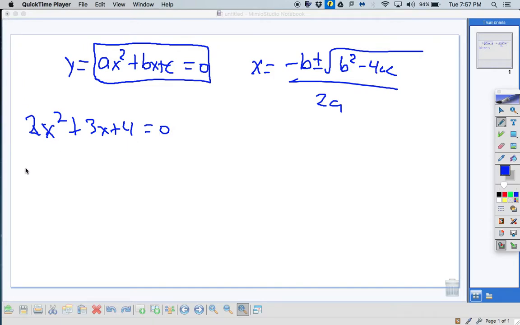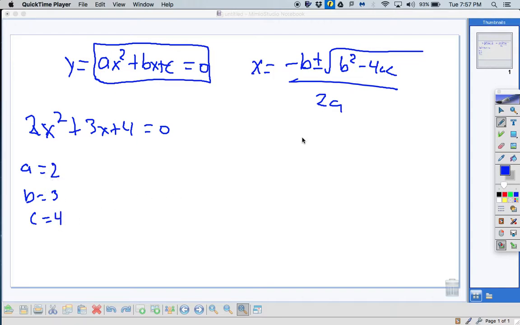But the first thing is you have to identify a, b, and c. A is the first number. As you can see, it's the one before the x squared term, so your very first number here is a. So in this case, a is 2. B is the number before the x, in this case the number 3. And c is the number at the end all by itself without an x by it. In this case it is the number 4.